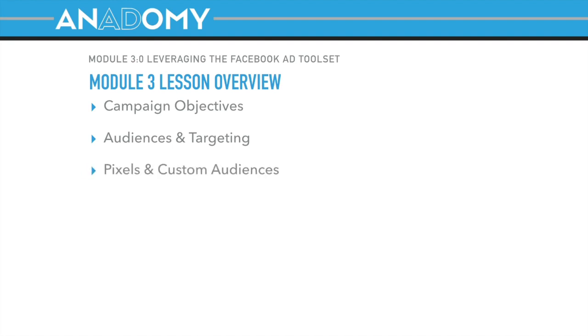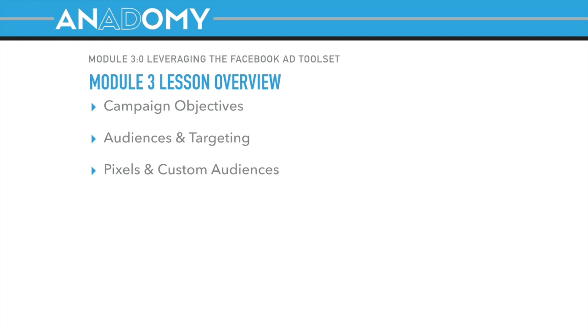The third lesson, we'll talk about pixels and custom audiences. Now, we will cover this in more detail, of course, in Lesson 3. Pixels are some of the most powerful tools when you use them correctly. You can remarket to traffic to specific pages, you can remarket to traffic to your entire website, and you can individually target people based on their behavior inside of your campaign.